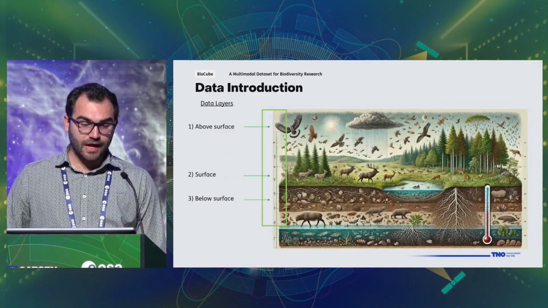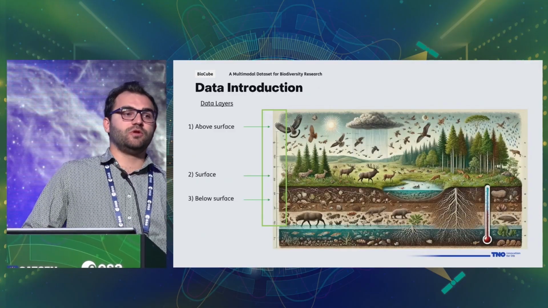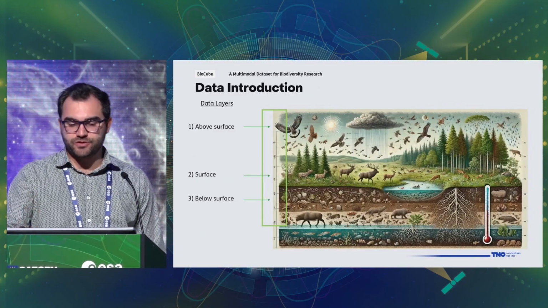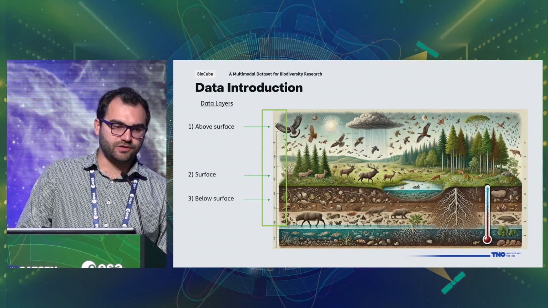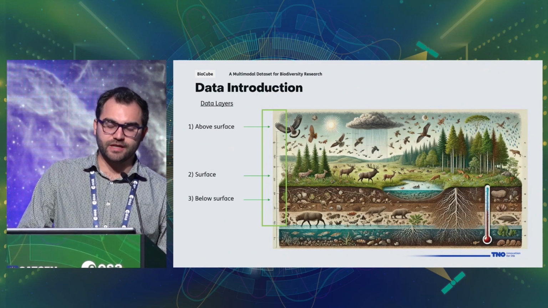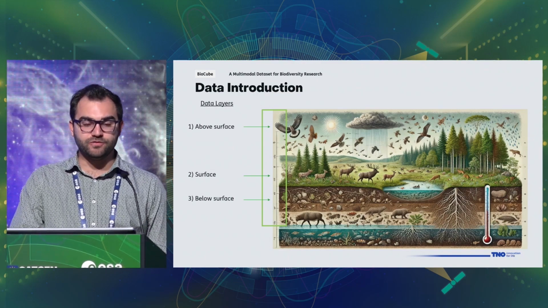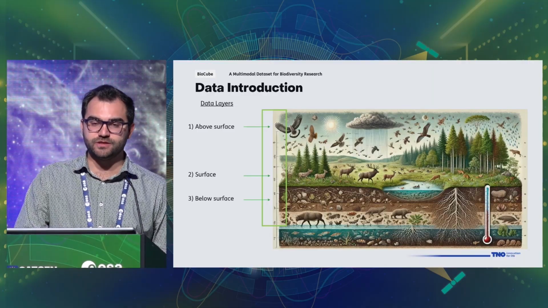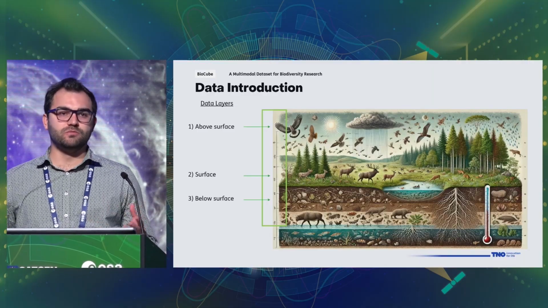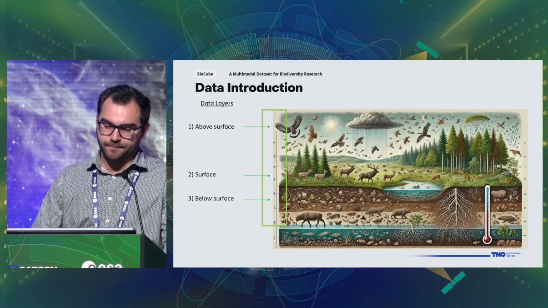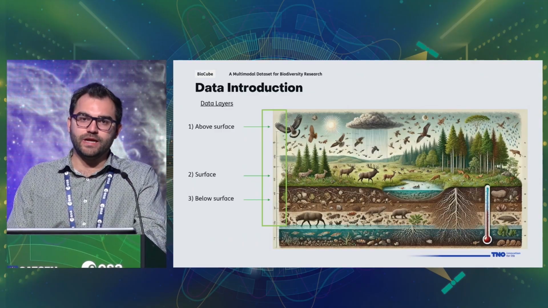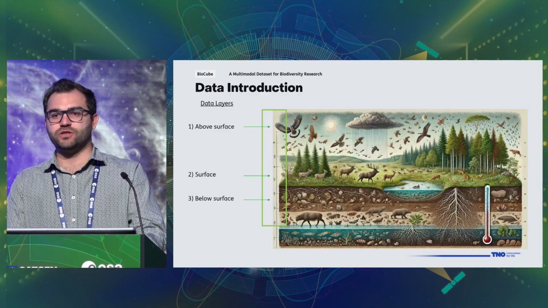When we want to model biodiversity, the previous speaker gave a nice introduction, it has mainly three layers: above surface, surface, and below surface. And when we look to model it holistically, we lack these three layers, at least in a single place.